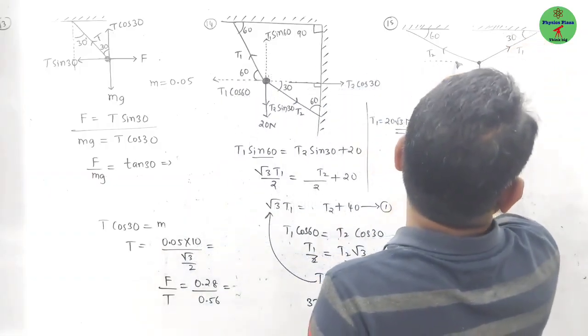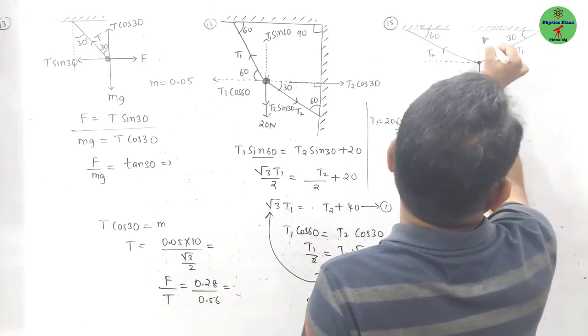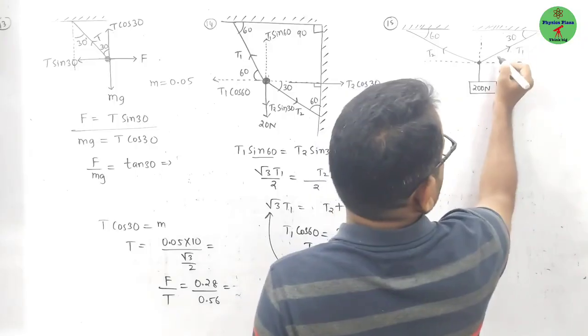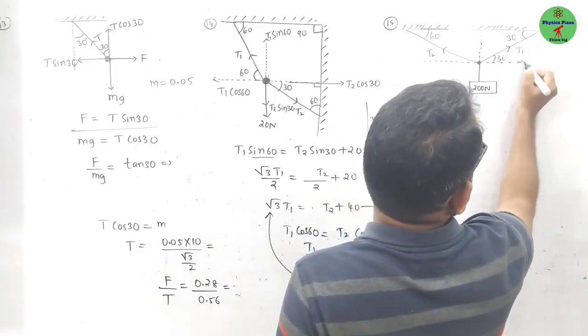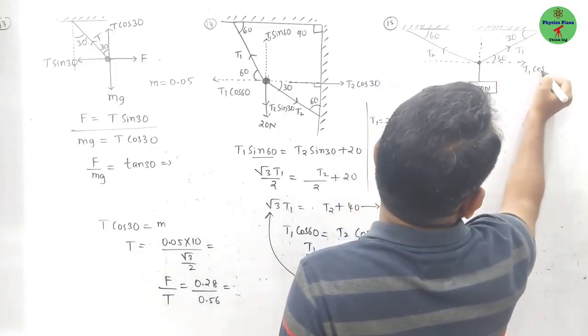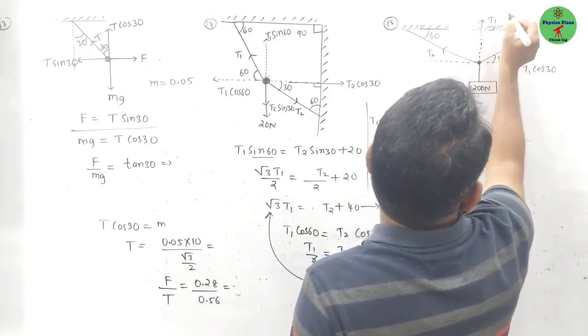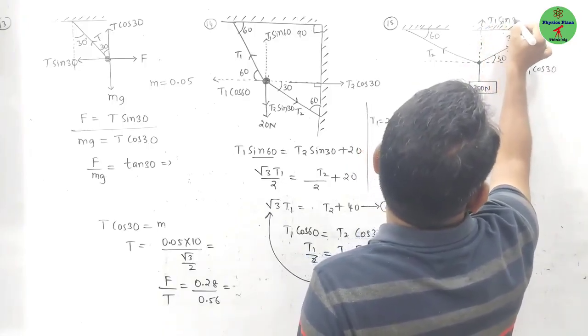Now look here. Let us make one horizontal line and a vertical line, because we need to resolve into rectangular components. So here is 30, and obviously this is going to be T1 cos 30, and along this T1 sine 30.